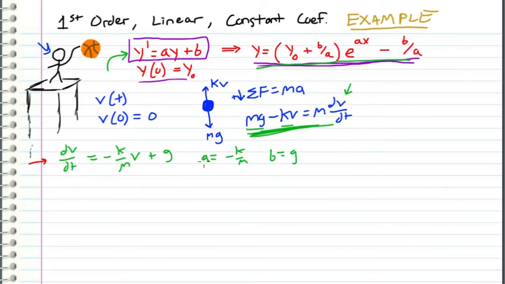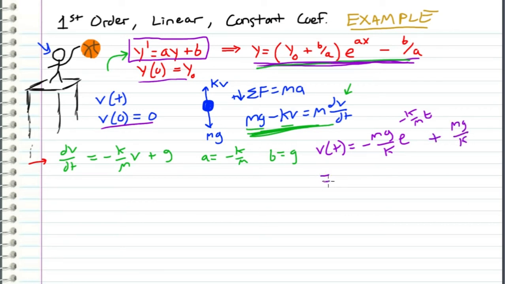So if we plug those corresponding values in, along with our initial condition, v of 0 is equal to 0, we can plug it into this equation and get our solution. So our solution, v of t, would be equal to v naught plus b over a, which v naught is 0, and b over a is equal to negative mg over k. So we have negative mg over k times e to the ax, which is negative k over m, t. Don't forget, in this problem, we're using v and t instead of y and x, but it all means the same thing. And then minus b over a, which is, again, negative mg over k, so this becomes a plus, and I get mg over k.